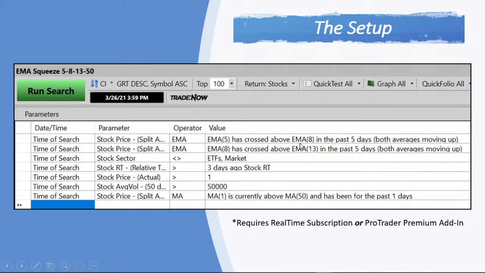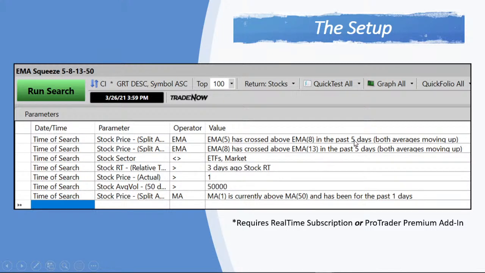5-day EMA has crossed above the 8 in the past 5 days. 8-day EMA has crossed above the 13 in the past 5 days. Relative timing greater than it was 3 days ago. And we want to make sure that the stock price is above the 50-day moving average.